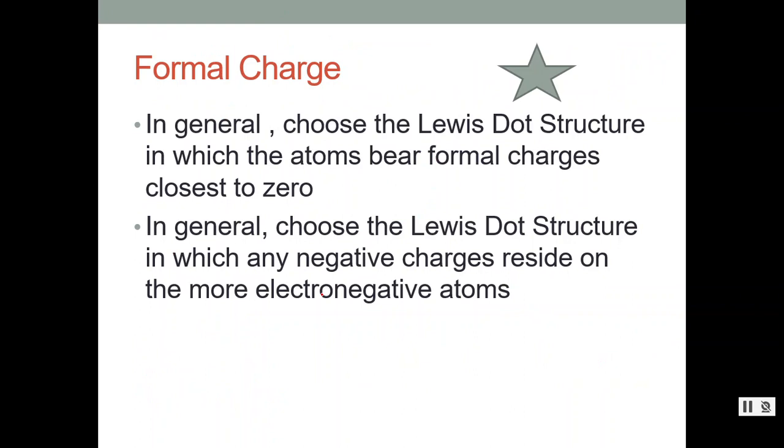In short, you want to have as many atoms in that Lewis dot structure have a formal charge close to 0. But if you have any atoms in that Lewis dot structure that have a negative formal charge, you want those negative formal charges to reside on the more electronegative atoms. So knowing those 2 rules and looking back at those 3 Lewis dot structures, which I encourage you to do, you will see that the middle Lewis dot structure is the one that has atoms with formal charges closest to 0 and with negative charge on the most electronegative atom.